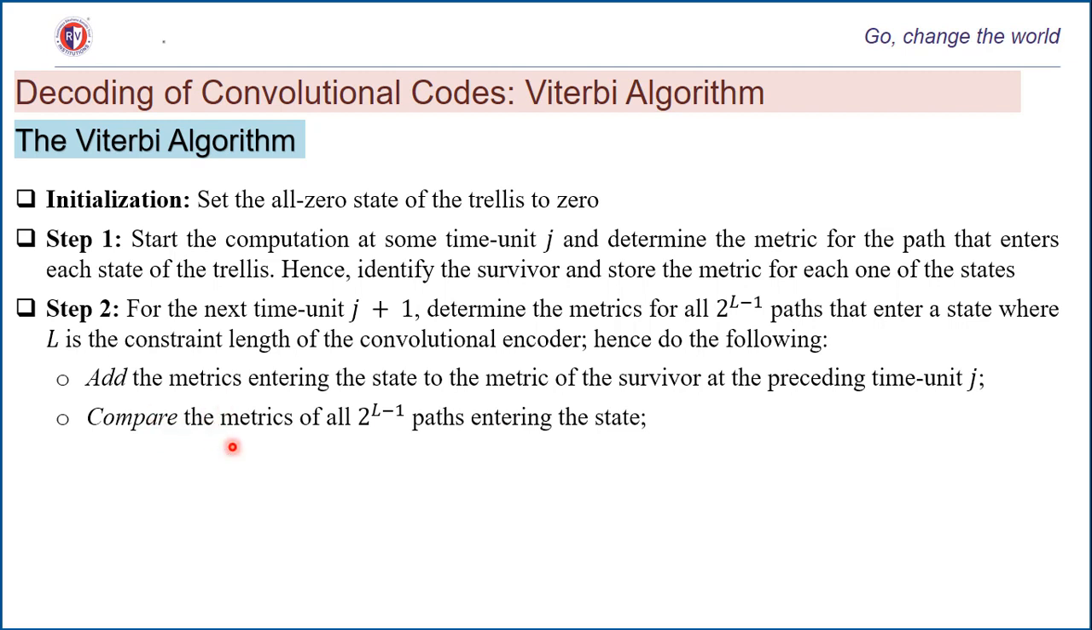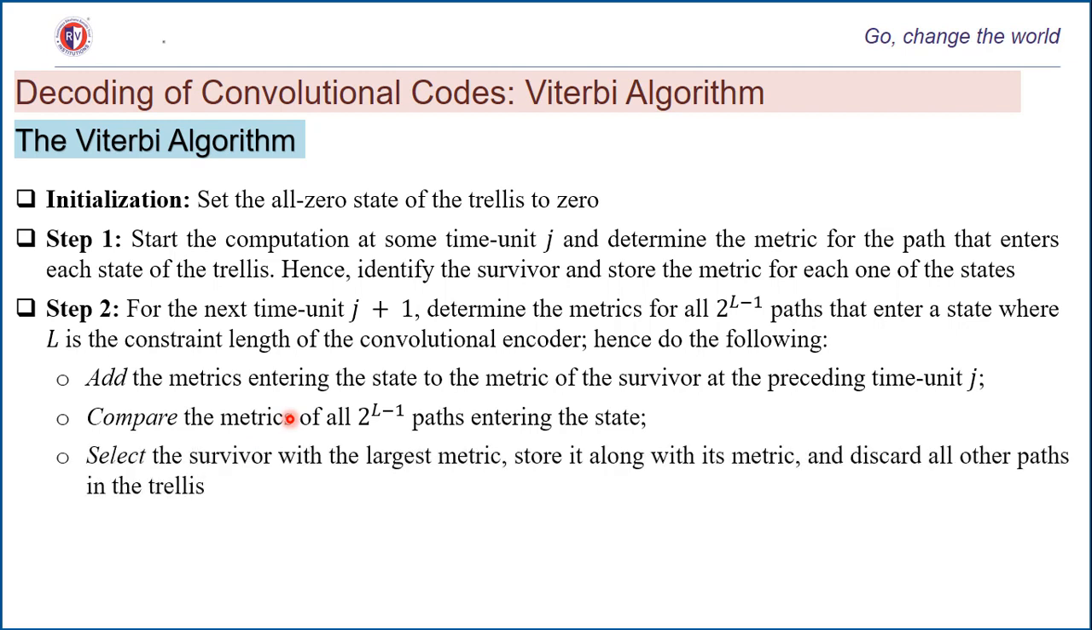Once we compare, we find out which has the least metric. Then select or choose the survivor with the minimum distance, or minimum Hamming distance, or minimum Euclidean distance, or in other words, it could be the largest metric. And once you select the survivor, store it along with its metric. So the particular node will have the metric value, and we discard all other paths in the trellis. We should add, compare and select. ACS is the abbreviation, which is the heart of the Viterbi algorithm. We'll understand it better with a particular example.